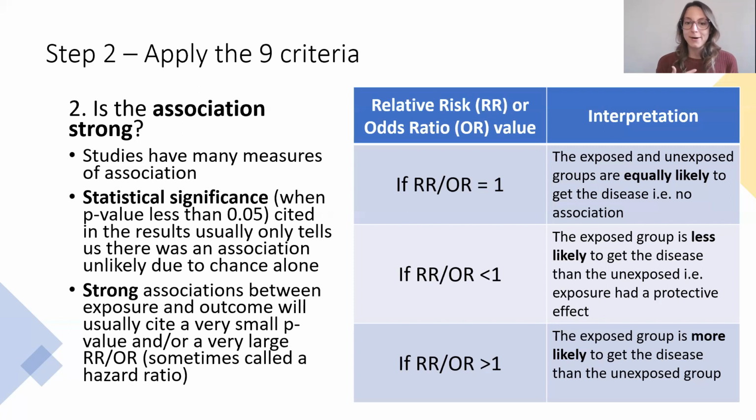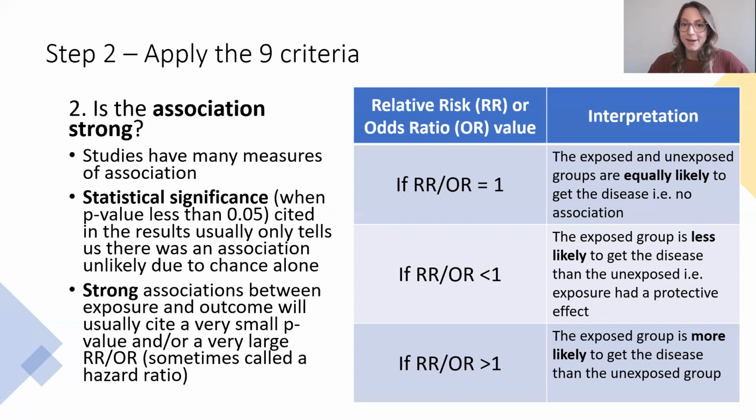But what's really common to encounter in health studies, especially cohorts or case controls, is something that we call a relative risk or an odds ratio. Sometimes this might also be called a hazard ratio. And these are all very similar types of measures for that relationship between the exposure and the outcome.